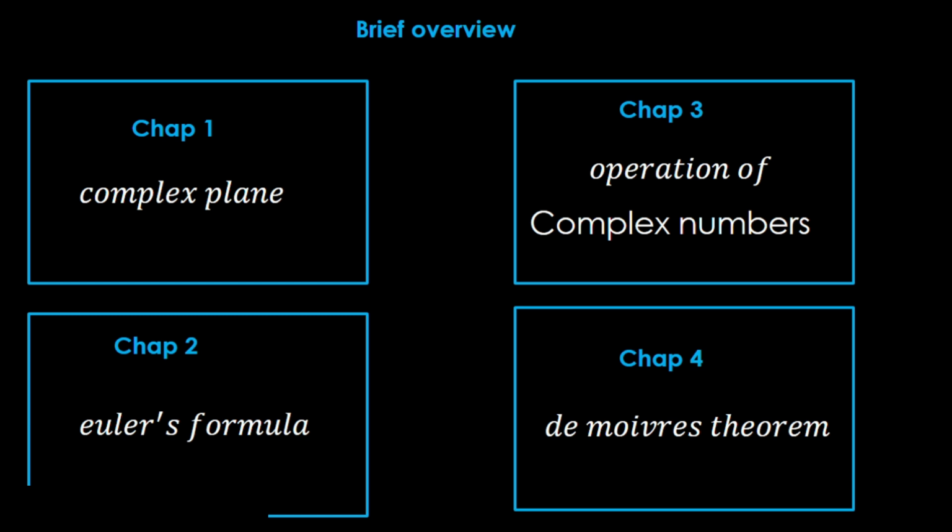And we come to the end of this video. In this video, we talked about what? Chapter 1, the complex plane. Chapter 2, Euler's formula. Chapter 3, operations of complex numbers. And chapter 4, that was on De Moivre's theorem.